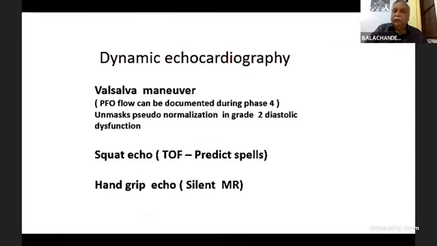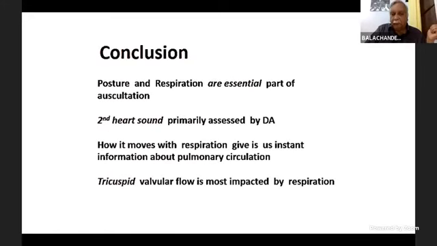And this can be done with the Valsalva maneuver. It can be a squat echo. It can be a hand grip echo. All this can be done, so the dynamic features are not lost only with auscultation. It can be done with a handheld echocardiogram.